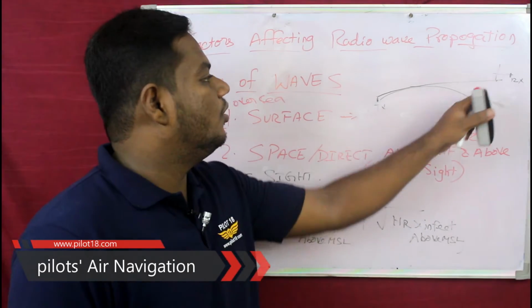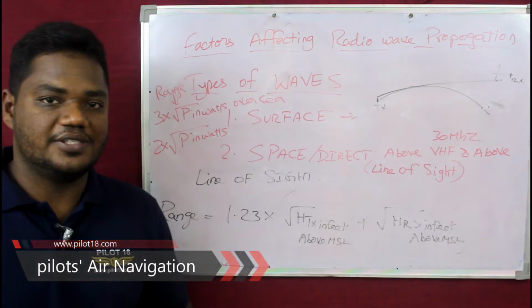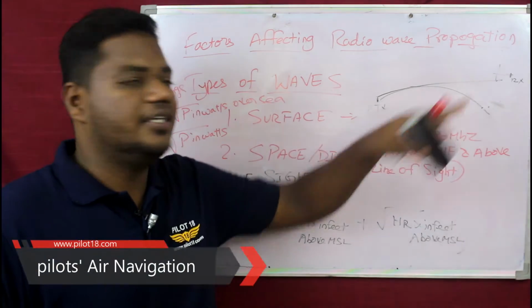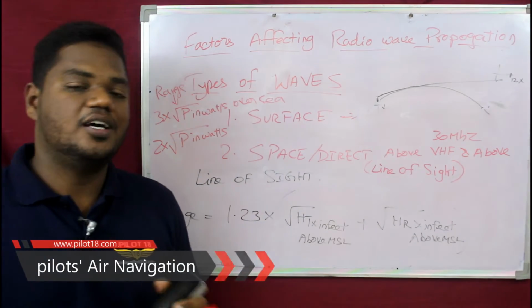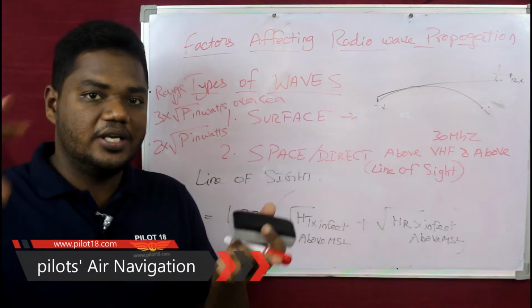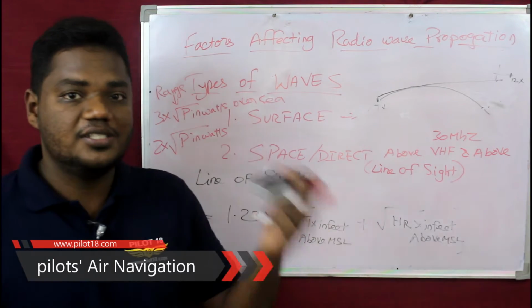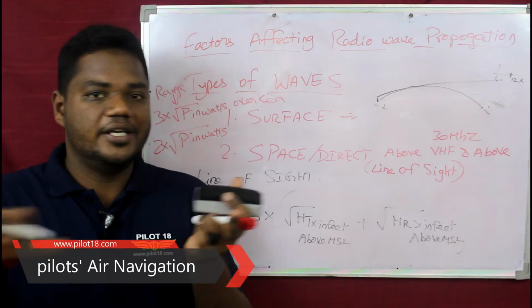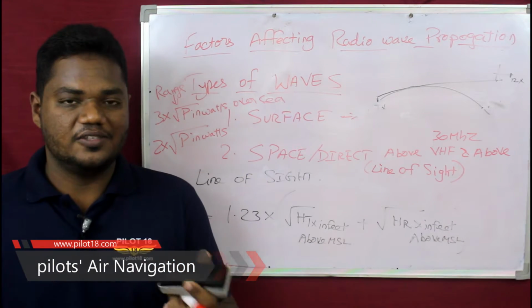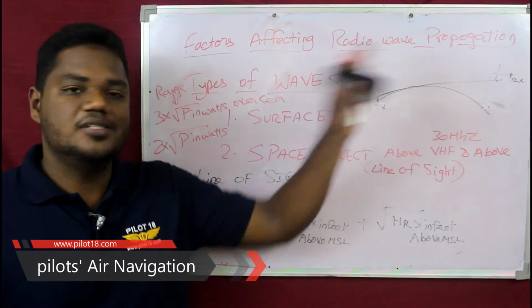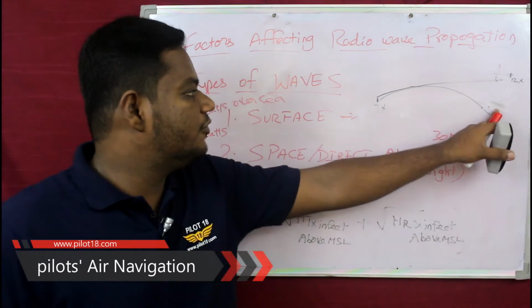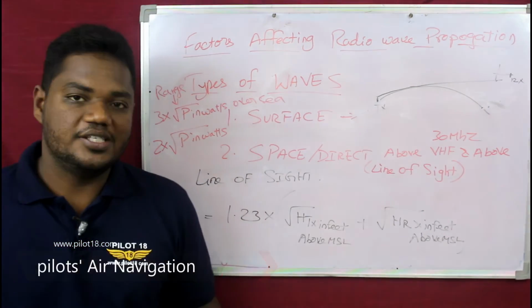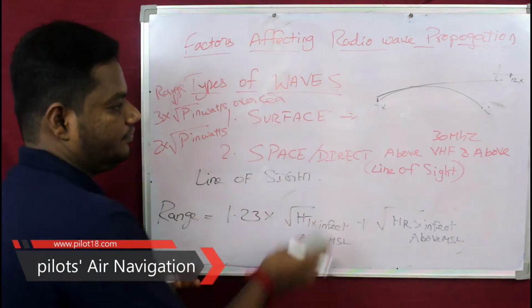So, you have to be above the line of sight. If you are below the line of sight, you will receive nothing. Like how when the sun sets below the line of sight, which is the maximum distance we can see, there is no light over the earth. It becomes darkness for a particular region. Likewise, this works. If you are below the line of sight, then you receive nothing, when you are using space wave.